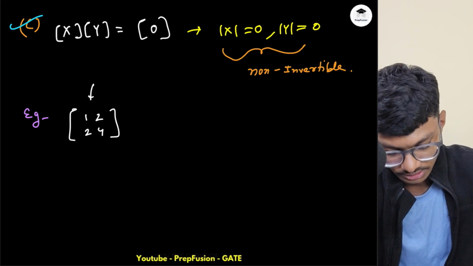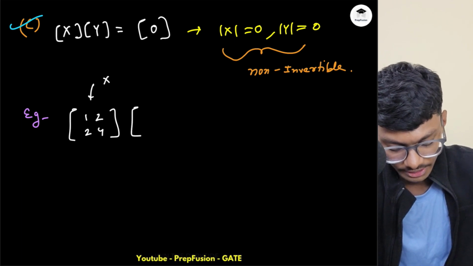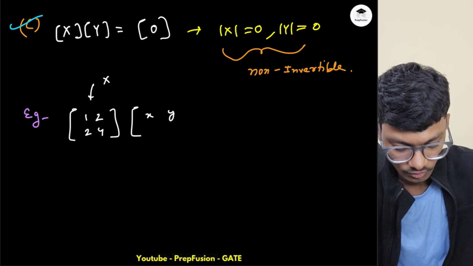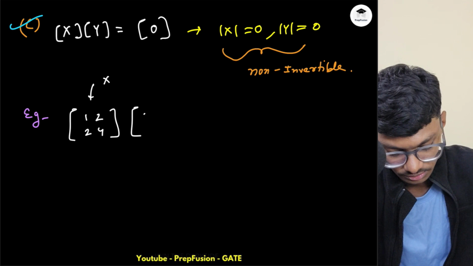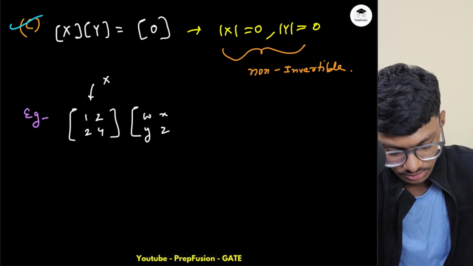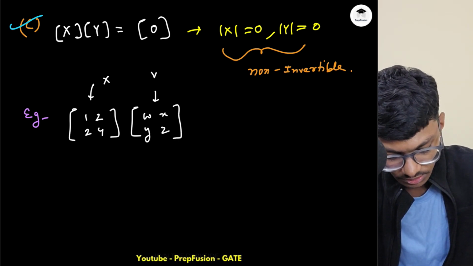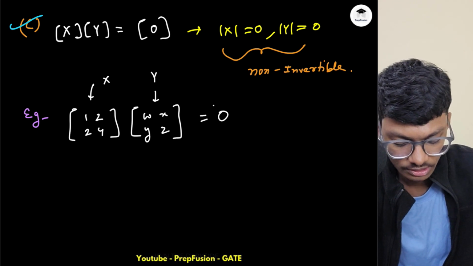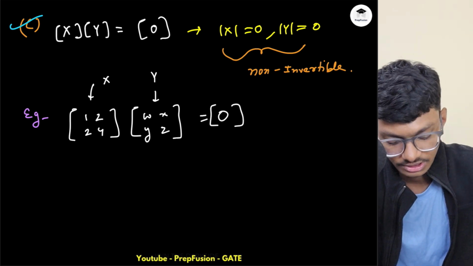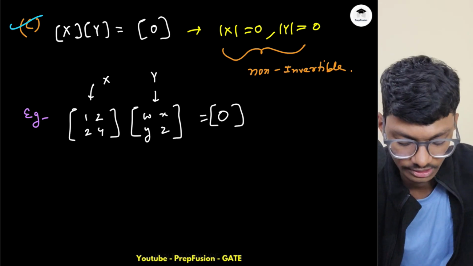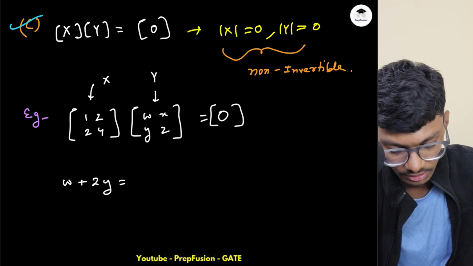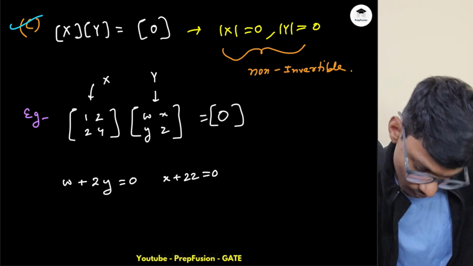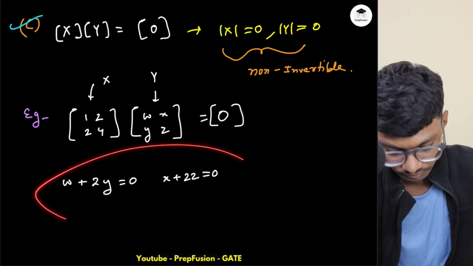Let's name this as X, and let me take another matrix, w x y z. Let me name this as Y matrix, and the product of these two should be a null matrix. If it is a null matrix, then definitely I can write the relationships: w plus 2y equals 0, x plus 2z equals 0. These two equations I have.